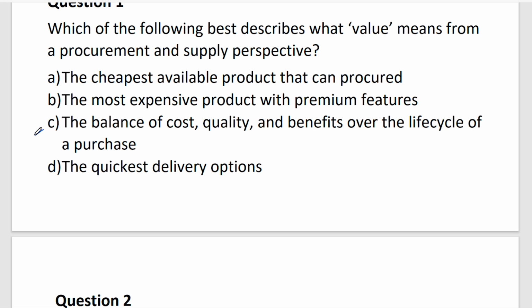With value, we're talking about balancing cost, quality, and benefit. Because benefits are what the customer is going to be paying for anyway. The cost of making that thing, the quality, all these things add value, and throughout the life cycle of the purchase. So the best answer there, given the choices, is C.